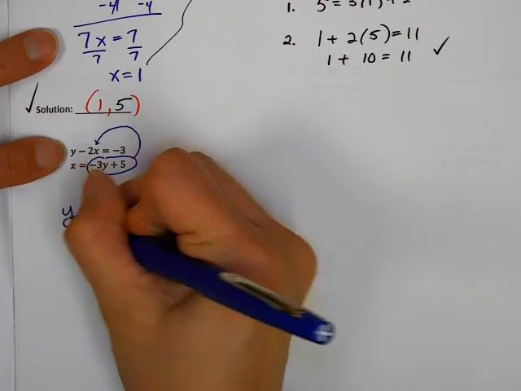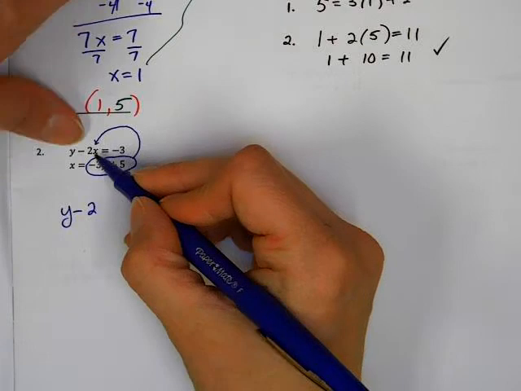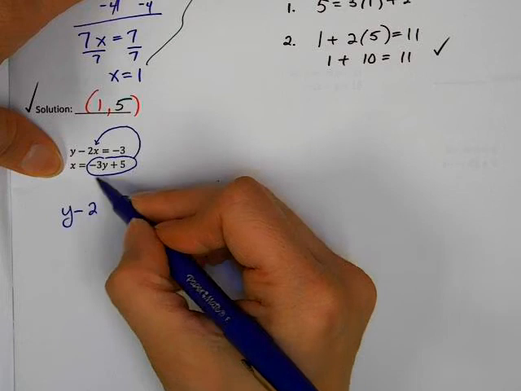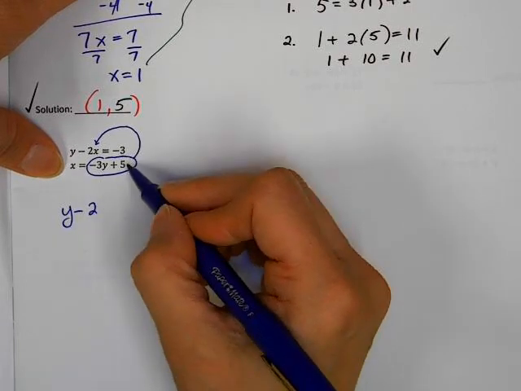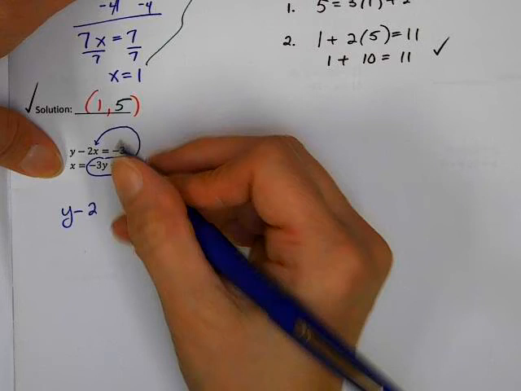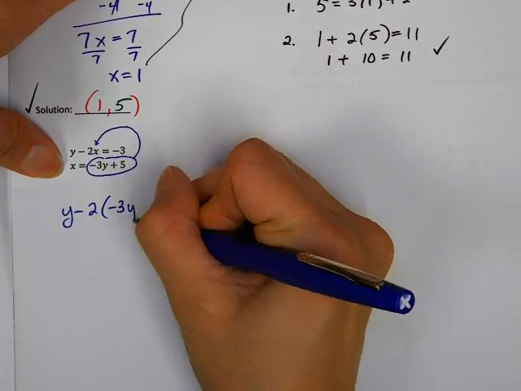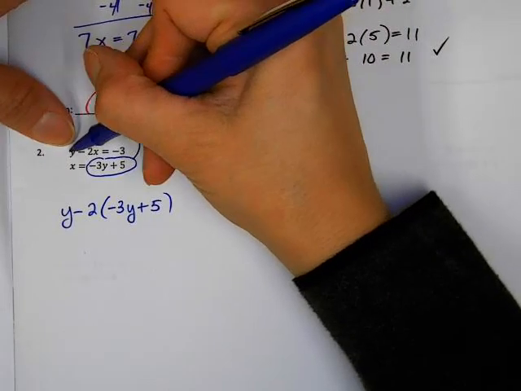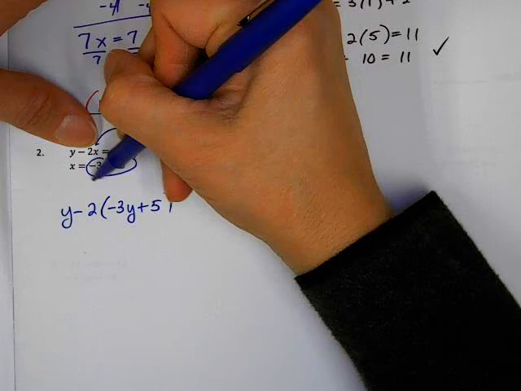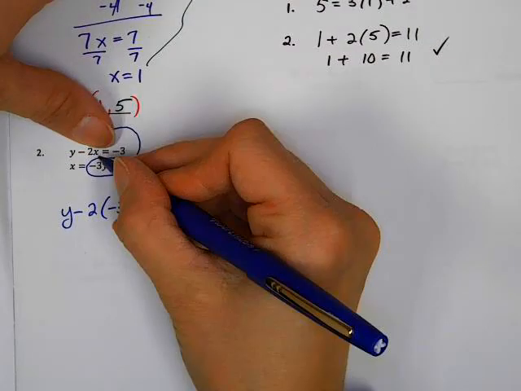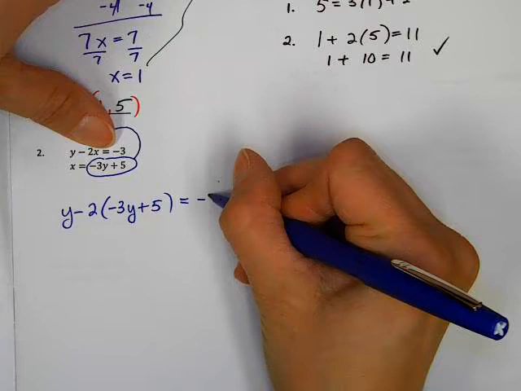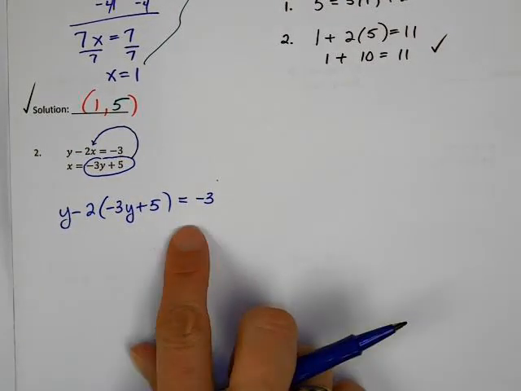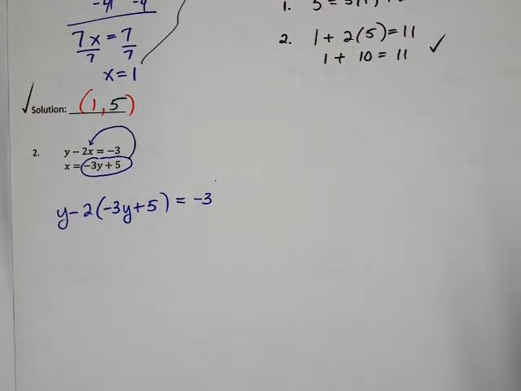Y minus 2. Now instead of x, what are we going to replace x with? This whole quantity. X is equal to this stuff. Remember what we have to use though? We have to use some parentheses because that's the entire quantity for x. All right, good. We did y minus 2. We replaced x with all that stuff. Let's finish the rest of the equation. Equals negative 3. Remember, after you replace or substitute, you should be down to one variable. All y's. I can work with this.